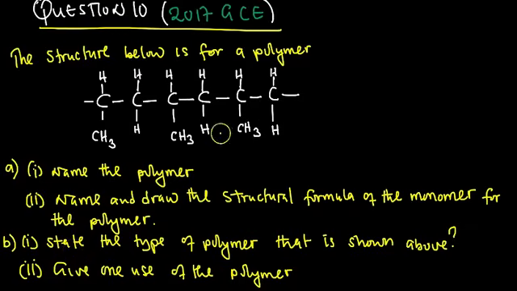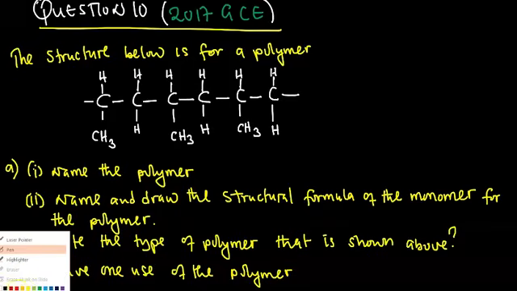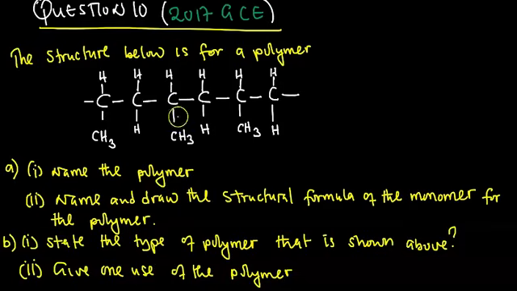Okay, so here for question 10, let us look at question 10. The structure below is for a polymer. This question 10 is coming from 2017 GCE. So the structure below is for a polymer. Name the polymer. So equally here we are naming the polymer. Now for us to name the polymer, we need to know the monomer.